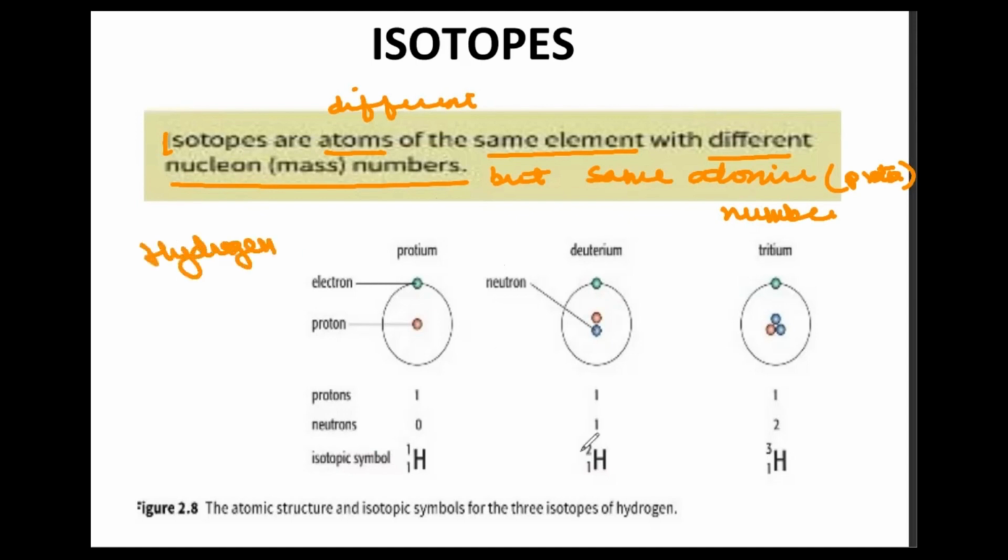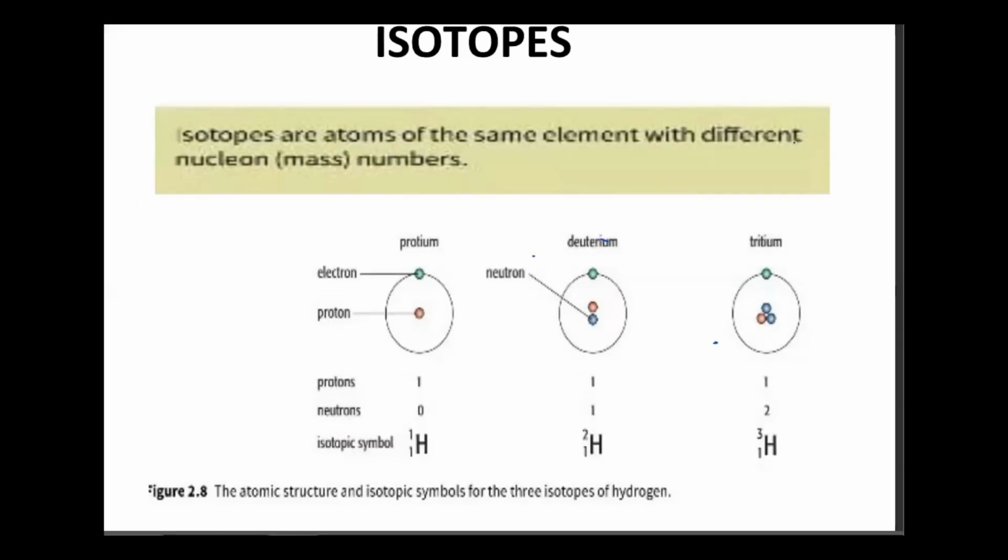So in hydrogen, we can see the atomic number remains the same. That is because the proton number is same. The atomic mass is different. Why? Because the number of neutrons are different, right? So like hydrogen, we have the isotopes of many more other elements. Hydrogen has got 3 isotopes.